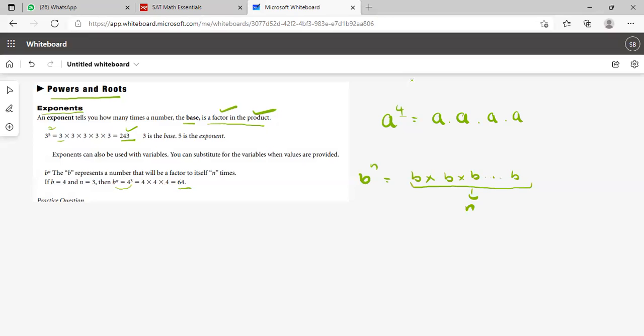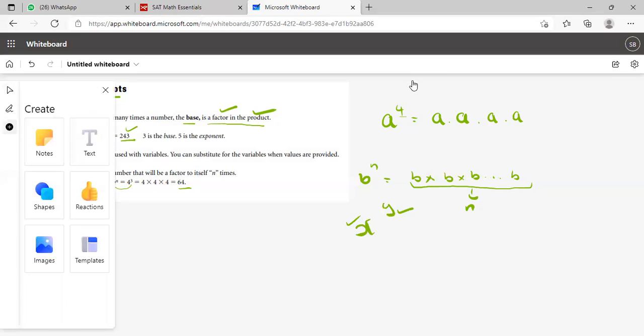Okay. So this is a very simple topic. All you need to know is that when you have x to the y, let's say, this y is the exponent, and this x is the number, or the base, or the factor in case of a product. Okay, is it clear? Yes, ma'am. Perfect. Okay, let's move on to the practice questions now.